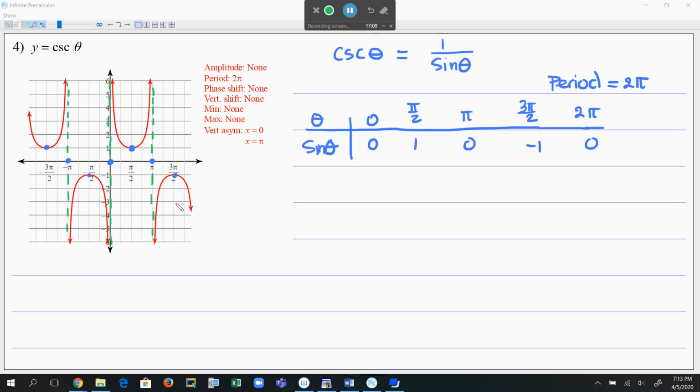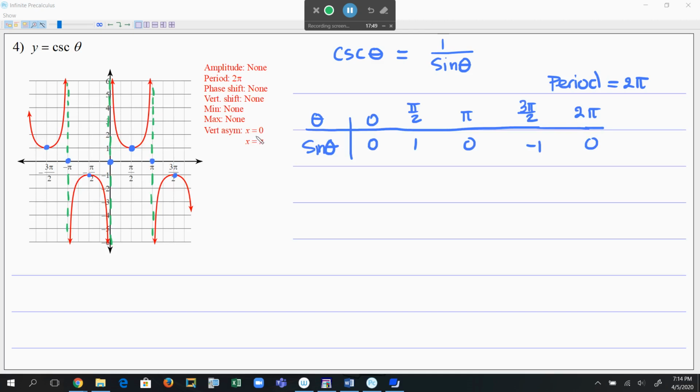Okay, so now the next step, you can see right here that the cosecant function doesn't have an amplitude, and the period is 2 pi, and this is the parent function, with no phase shift and no vertical shift. Again, for the cosecant function, we don't have an absolute min or an absolute max, because you can see right here that the graph of cosecant goes to infinity.